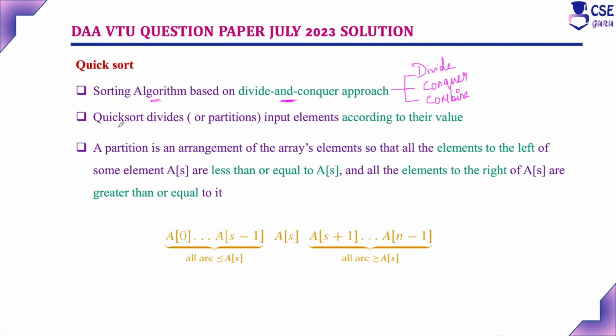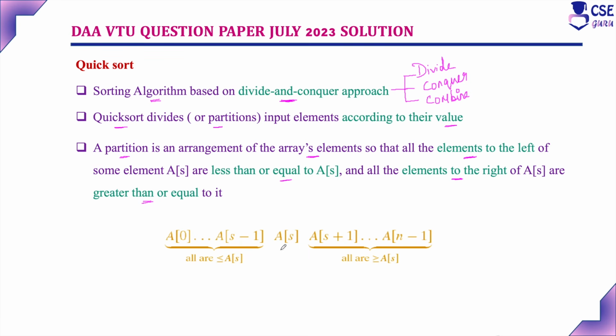And here in quick sort, it divides or partitions the given input array according to their value. Partition is nothing but arranging the array elements in a way that all the elements of the left side array are less than or equal to the partition element, and all the elements of the right side array are greater than or equal to the partition element. The arrangement of elements will happen like this, using partitioning technique.